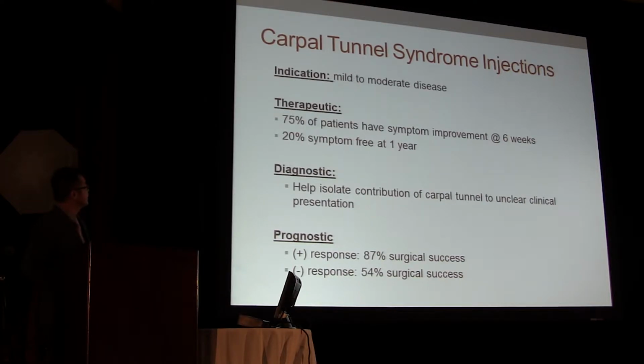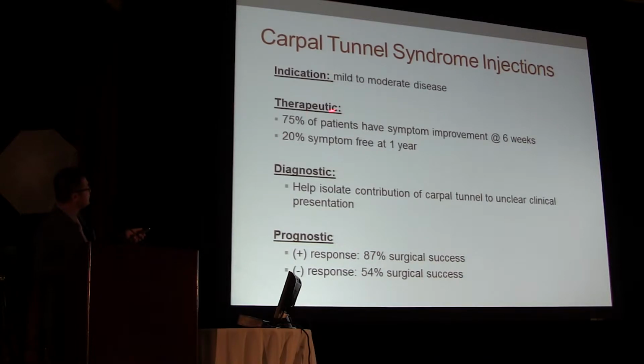So the indication for carpal tunnel injections, like I said, is mild to moderate disease. I usually don't inject for severe unless the patient cannot tolerate surgery, then I will inject it for severe. But this is usually for mild and moderate. If you look at the data out there, our orthopedic data is not that great. We have a lot of level 4 studies and maybe level 10 studies. If you look at therapeutic, if you inject them, at 6 weeks 75% will improve, which is pretty good. But at 1 year, it's not that great. It's 20% symptom improvement at 1 year.